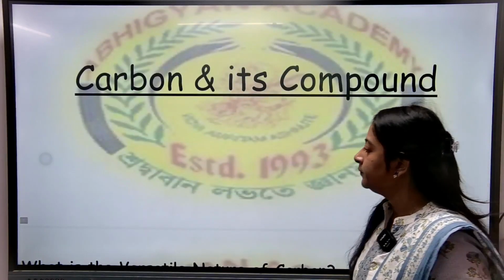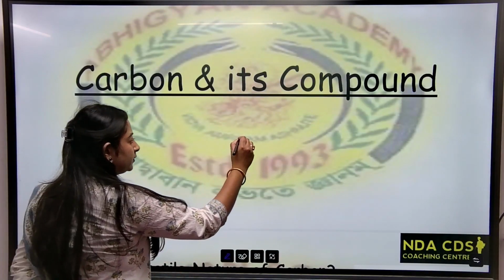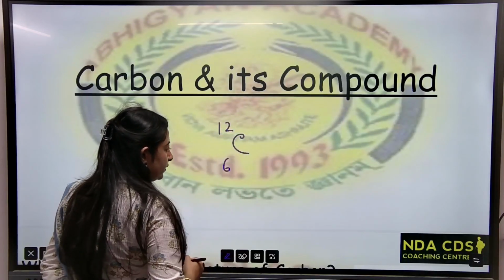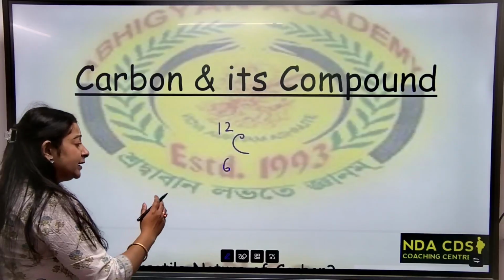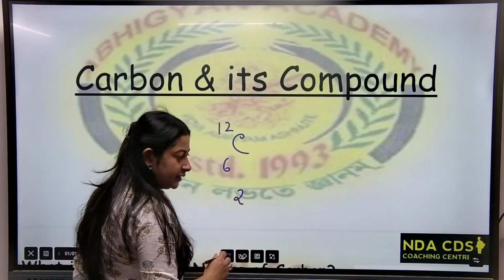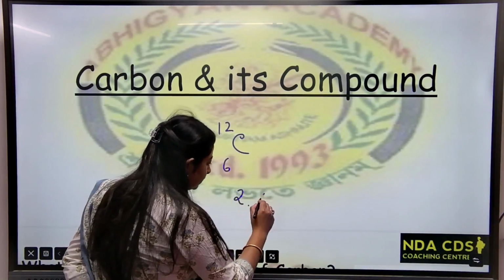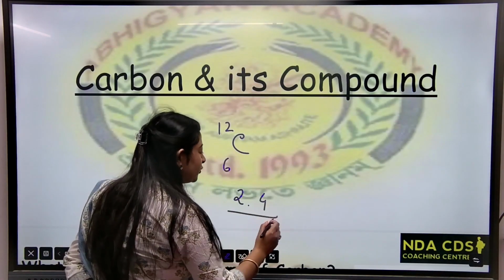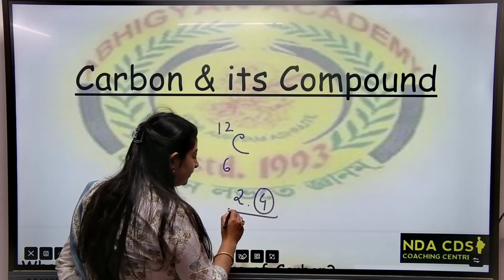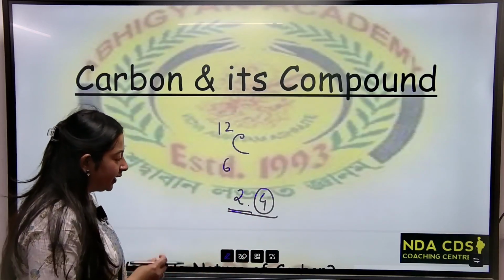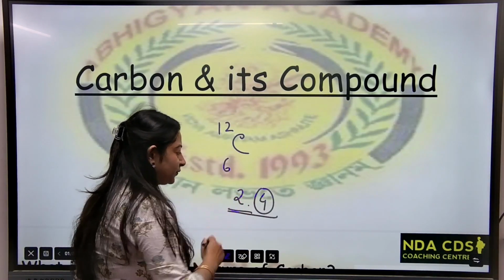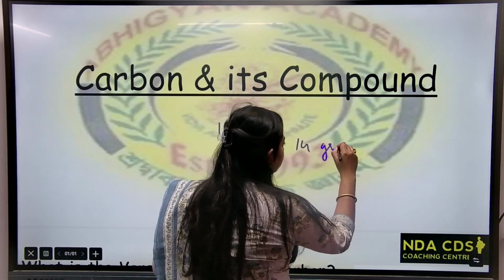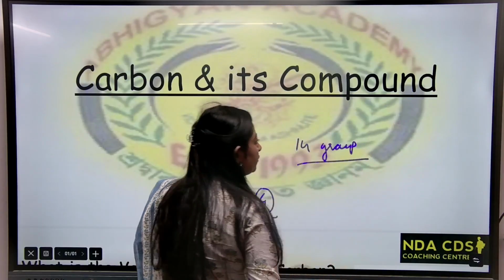Okay, now the first thing, what is the atomic number of carbon? Atomic number of carbon is 6 and its mass is 12. And its electronic configuration that we have studied in class 10 standard is 2.4. So it has 6 electrons in all. The outermost electrons are 4 and the electrons situated in the inner orbital are 2. And it belongs to group 14. You can see in your periodic table.